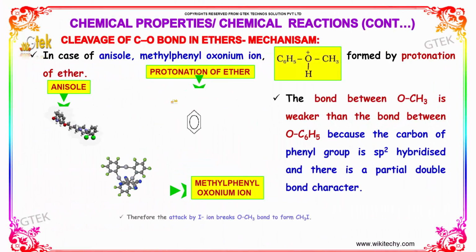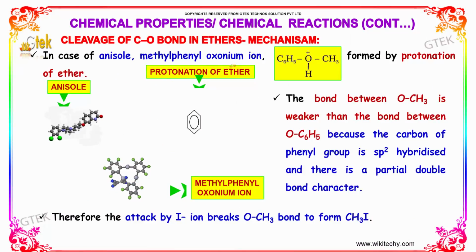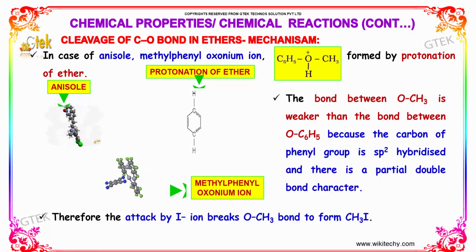In the case of anisole, a methyl phenyl oxonium ion is formed by protonation of the ether. The bond between O-CH3 is weaker than the bond between O-C6H5 because the carbon of the phenyl group is sp2 hybridized and there is a partial double bond character. Therefore, the attack by the I- ion breaks the O-CH3 bond to form CH3I.